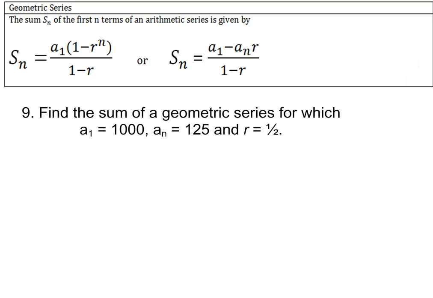So anytime you're doing this where you're multiplying over and over and over again, this is called a geometric series. Just like a sequence where you multiply over and over again, this is kind of what you do.